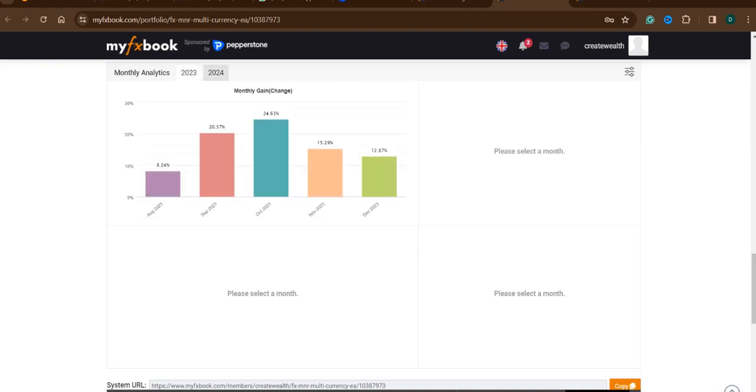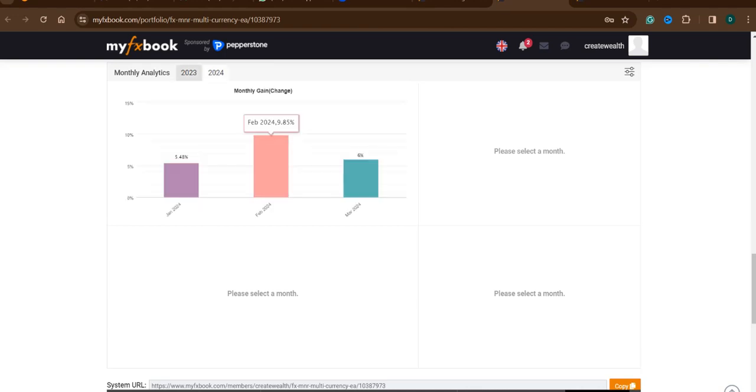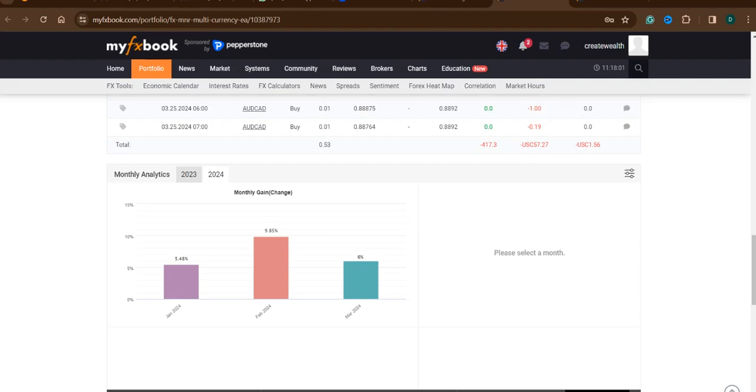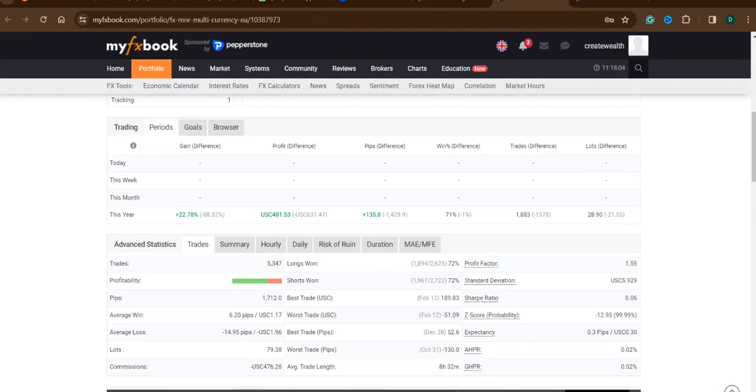The statistics: in August it's 8.2%, in September it was 20.37%. Okay, in October it was 24.65%, in November it was 15.29%, in December it was 12.87%, and in 2024 we made in January 5.48%, in February it was around 10%, in March we closed a week back, so it was around 6% till that time.